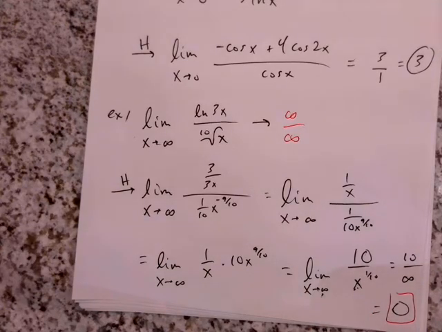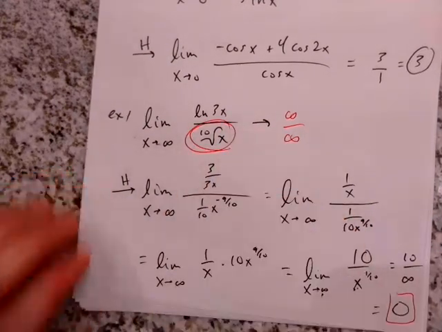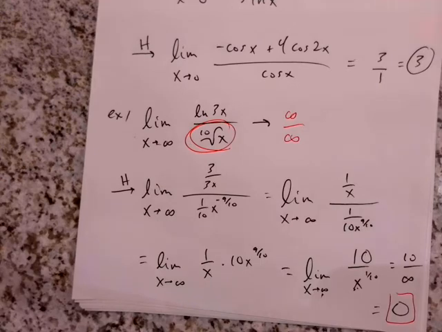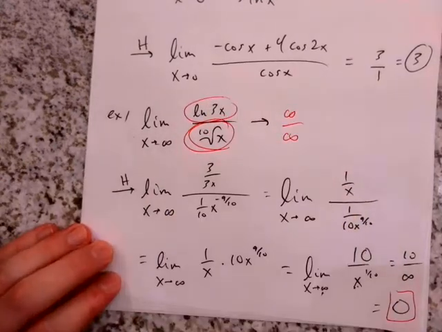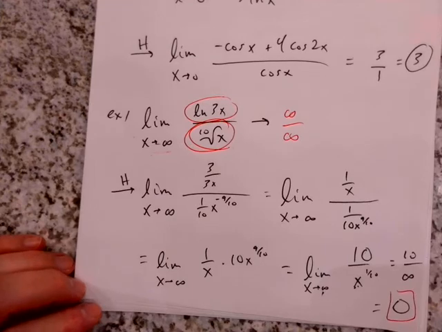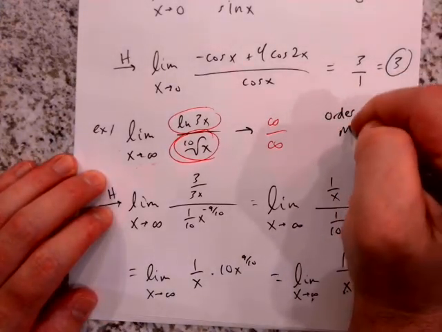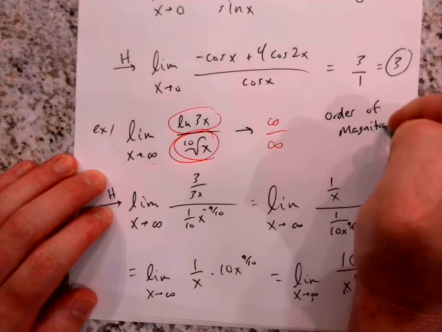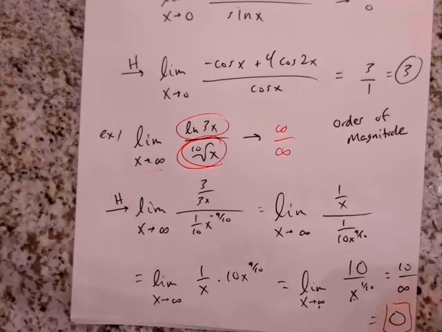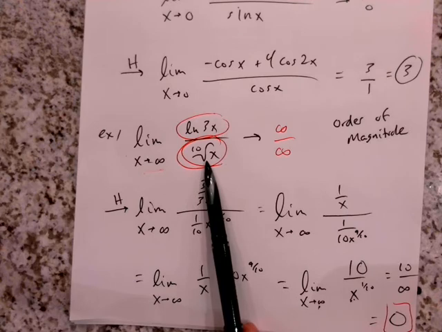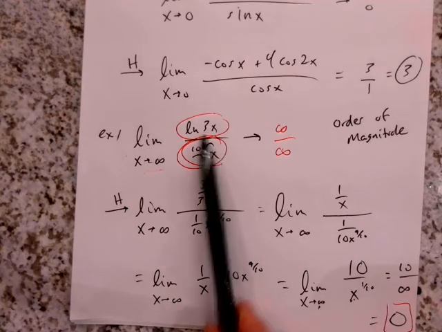This actually means something, because the fact that this limit gives you 0 means that this function is bigger than this function for huge values of x. We call that the order of magnitude. The order of magnitude of functions tells you, as x goes to infinity, which ones are the biggest. And as x goes to infinity, this function gets infinitely bigger than the log function.